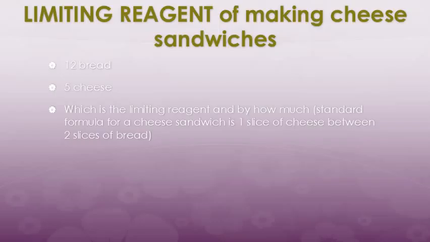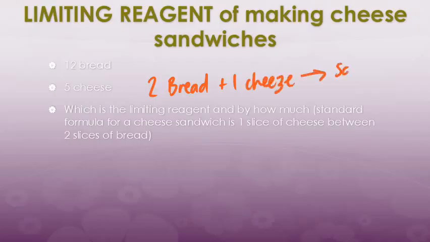So I'm going to look at, a little bit of a long stretch, an example of making cheese toasted sandwiches. So we have 12 slices of bread and 5 slices of cheese. Our balanced reaction would be 2 bread plus 1 cheese gives us a sandwich.